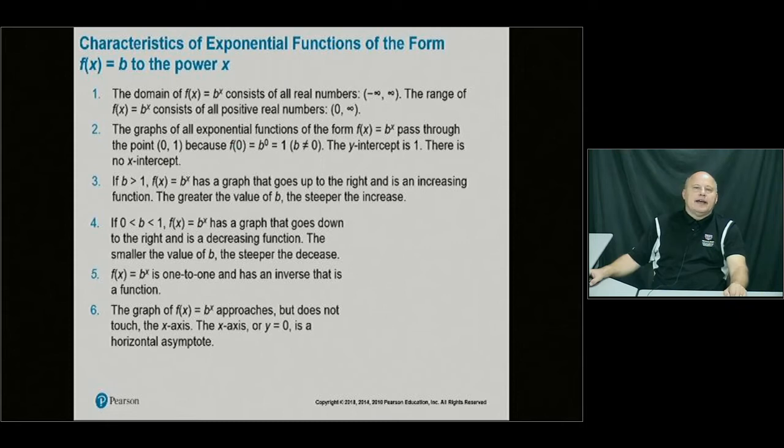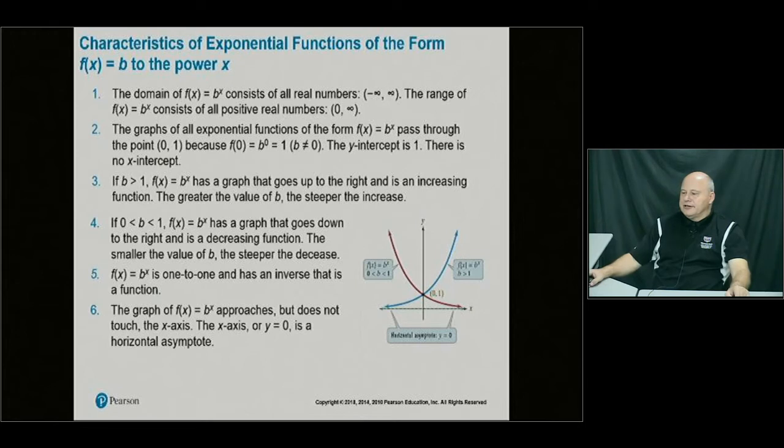Okay, the graph of f of x equals b to the x approaches but does not touch the x-axis because it's the horizontal asymptote. And y equals 0 is the horizontal asymptote. Alrighty, and this is what they look like. I always think pictures are worth 1,000 words anyway.